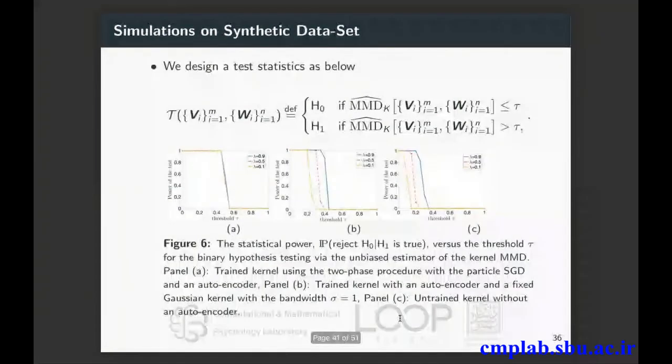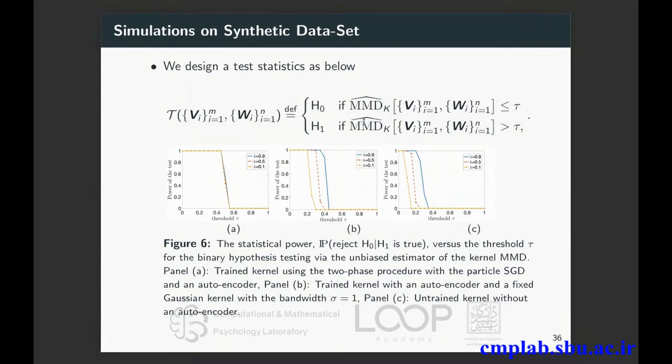One way to do this hypothesis testing problem is to use the kernel to design a test statistic. Remember, MMD is a notion of divergence between two distributions, which uses a kernel. If I have observations from each distribution, I can compute some sort of divergence between their empirical measures. If this divergence is smaller than some threshold, then I announce the null hypothesis. If it's bigger than some threshold, then I declare the alternative hypothesis.